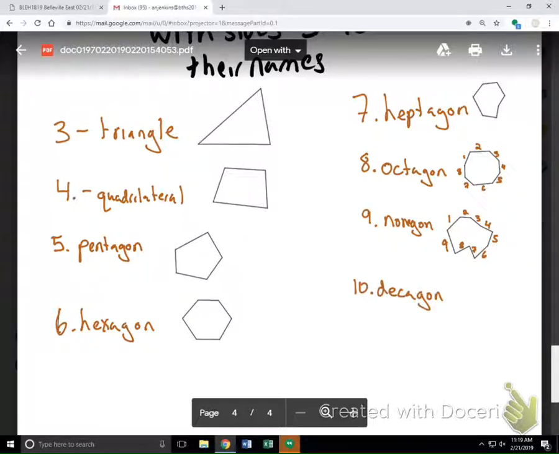Decagon. A decagon has how many sides? 1, 2, 3, 4, 5, 6, 7, 8, 9, 10.